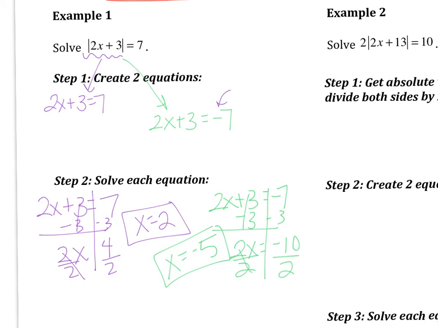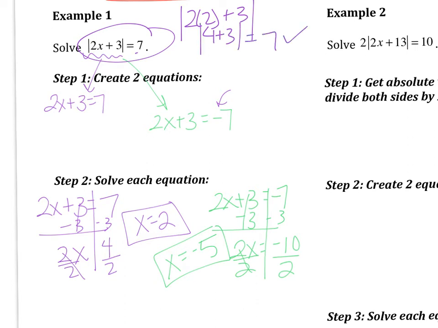So the final step is just to check to make sure we did it okay. If we go back to the original absolute value and you plug in 2, so we'll say absolute value of 2 times 2 plus 3. So 2 times 2 is 4, 4 plus 3. So the absolute value of 7 is going to be 7, so that works out because it's equal to 7.